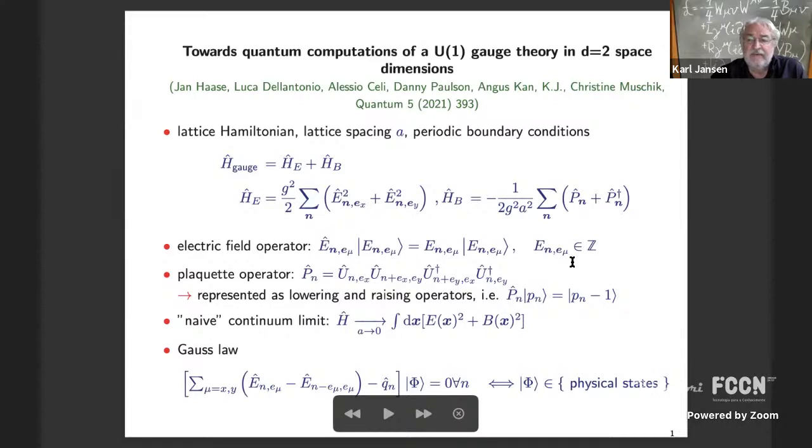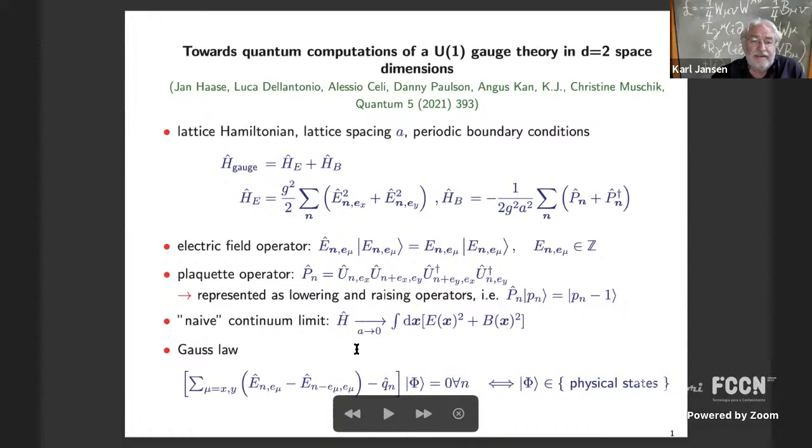Now, the electric field operator simply gets eigenvalues of the electric field state, and these eigenvalues are elements of Z, so it goes essentially from -infinity to +infinity. The plaquette operator is the operator of the link operators around the plaquette. I will show a picture later. This represents lowering and raising operators. So if I apply a plaquette operator on a state P_n, I lower it by 1 unit, so it goes to P_n - 1. This is already the lattice Hamiltonian.